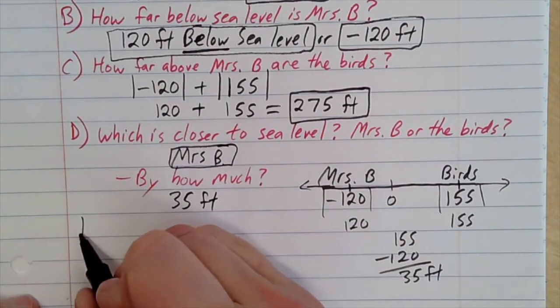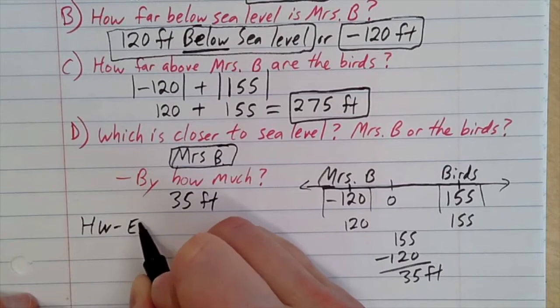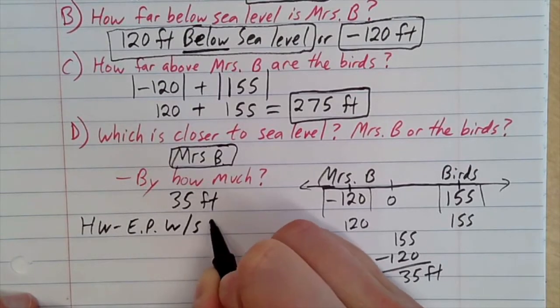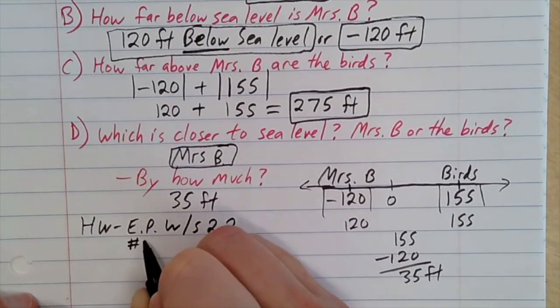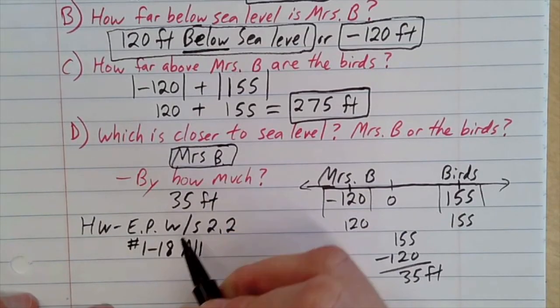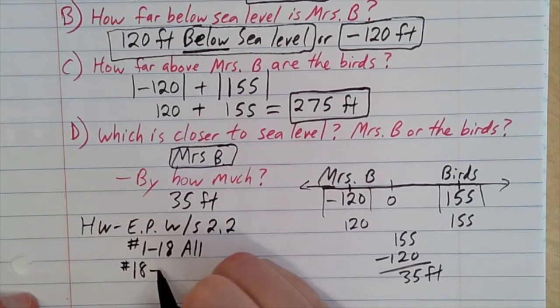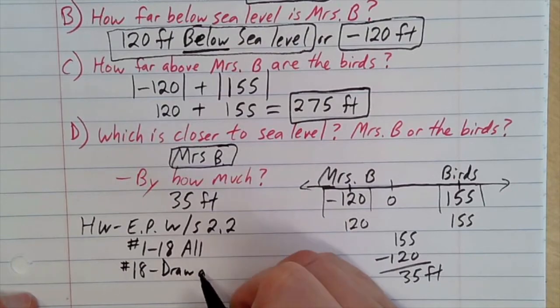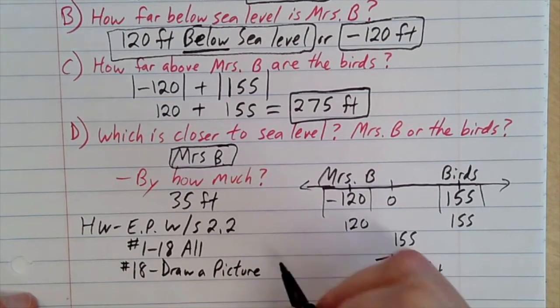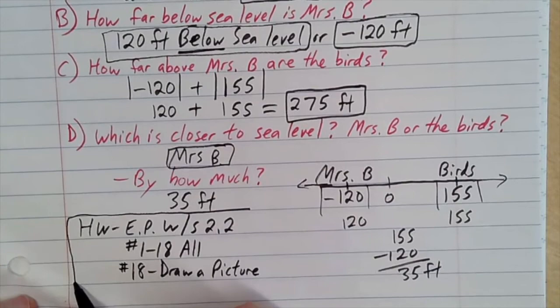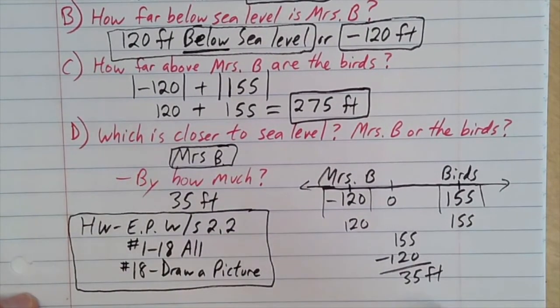So the homework that goes with this is an extra practice worksheet, 2.2, numbers 1 through 18, all. And on number 18, you need to draw a picture to help answer the questions, just like we did here in our notes.